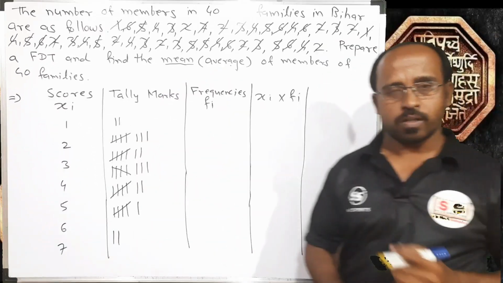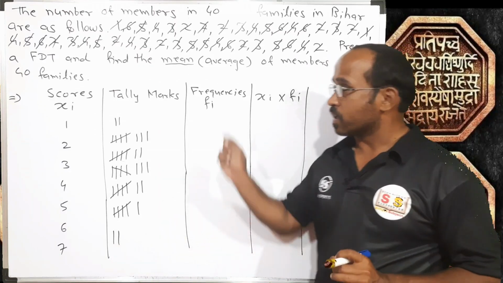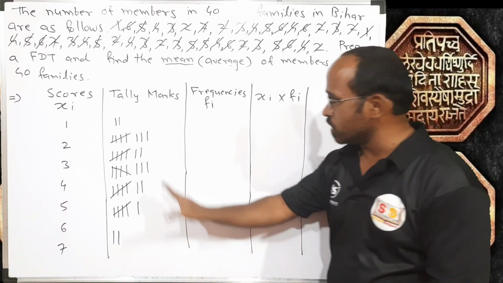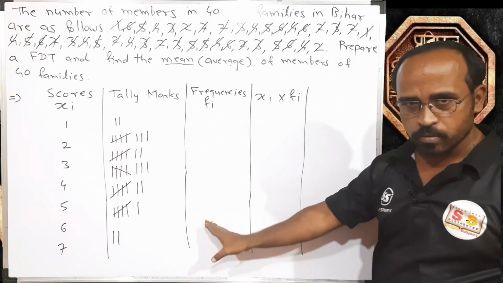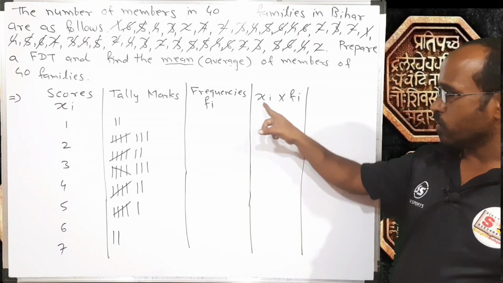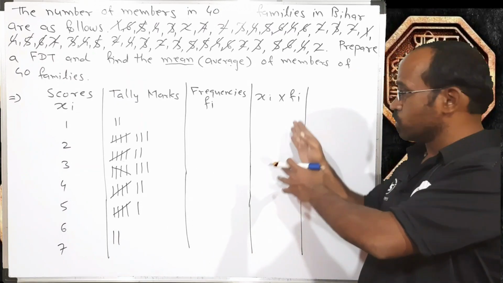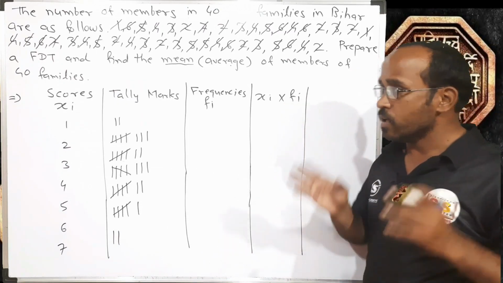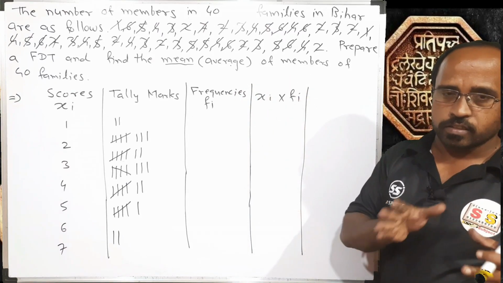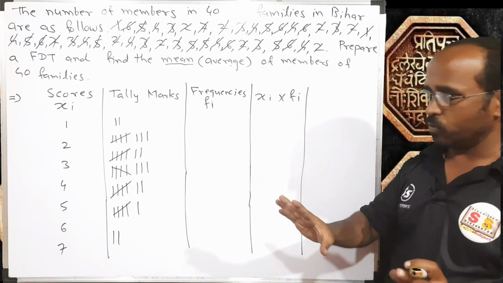Finished. See student, though it is looking easier, yes it is easier, but carefully note down the tally marks, because based on these tally marks your frequency number will be there. Based on this frequency number, this column you have to fill where multiplication of score and frequency is there, and based on this multiplication of score and frequency you will find out the average. So everything depends on one another, so please be careful.